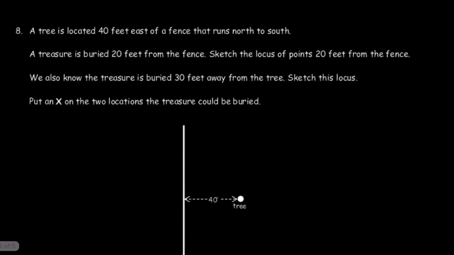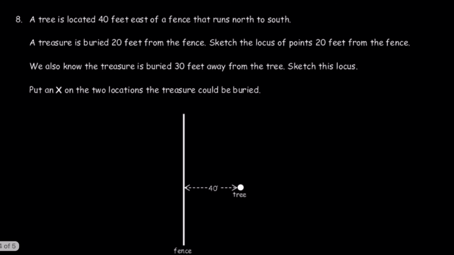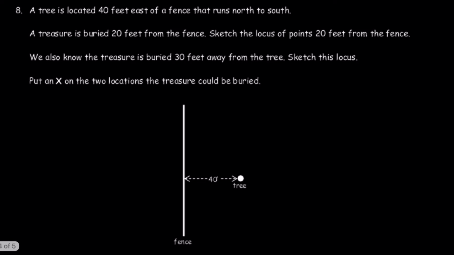Okay, number 8. It says a tree is located 40 feet east of a fence that runs north to south. So this diagram has been drawn for us. Here's the fence, right there, fence runs north-south. Here's the tree. It's 40 feet east. So it's already drawn for us. We don't have to draw it.